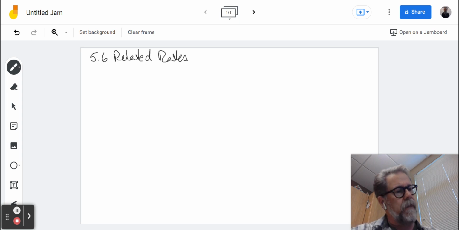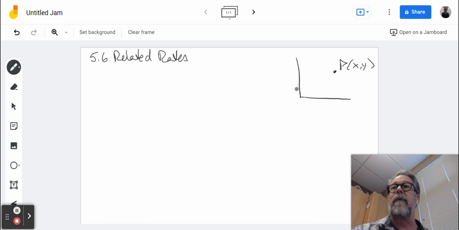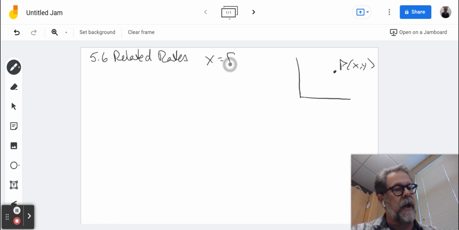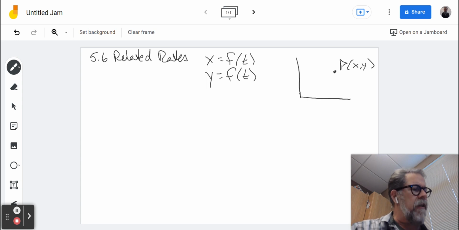I've got some point and it is moving along a curve. And I can identify the location of that point by giving you the x and y coordinates. But as it moves along this curve, x is changing as a function of time, and y is changing as a function of time. And so what I now have is my two coordinates changing with time rather than changing with each other. They're related to each other because of time.